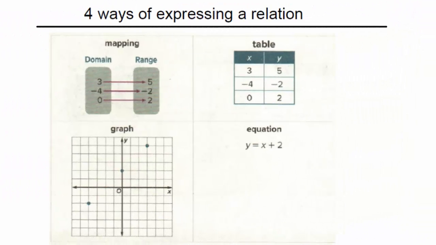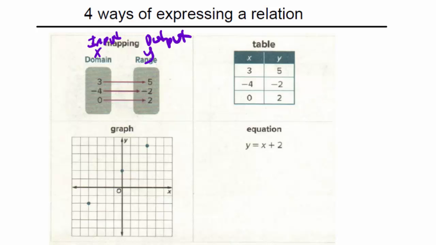So today we're going to be talking about 4 ways of expressing a relation. We've already seen one of them, which is a mapping. So we've got the domain, and another way of expressing the domain is called the x, and the range would be a y, or we could call it input, and this one we call output. And we just have 3 numbers that are mapped together.